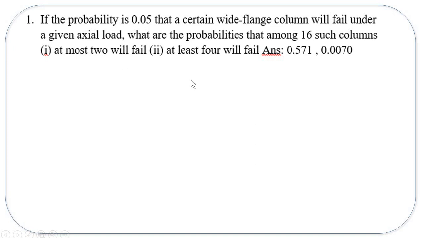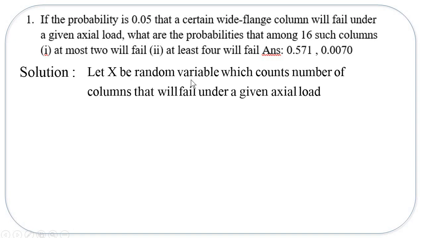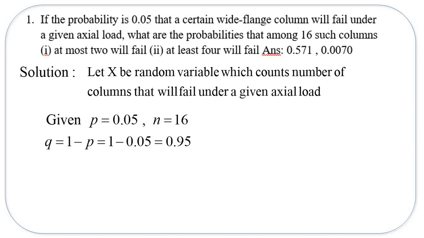Okay. Now using these we are going to write down the given data. So let x be the random variable which will count the number of columns among 16 which will fail under a given axial load, because x will count number of success. Here success is the number of columns which will fail. And the p is 0.05, n is 16. Let us find out q, 1 minus p, which is 0.95.